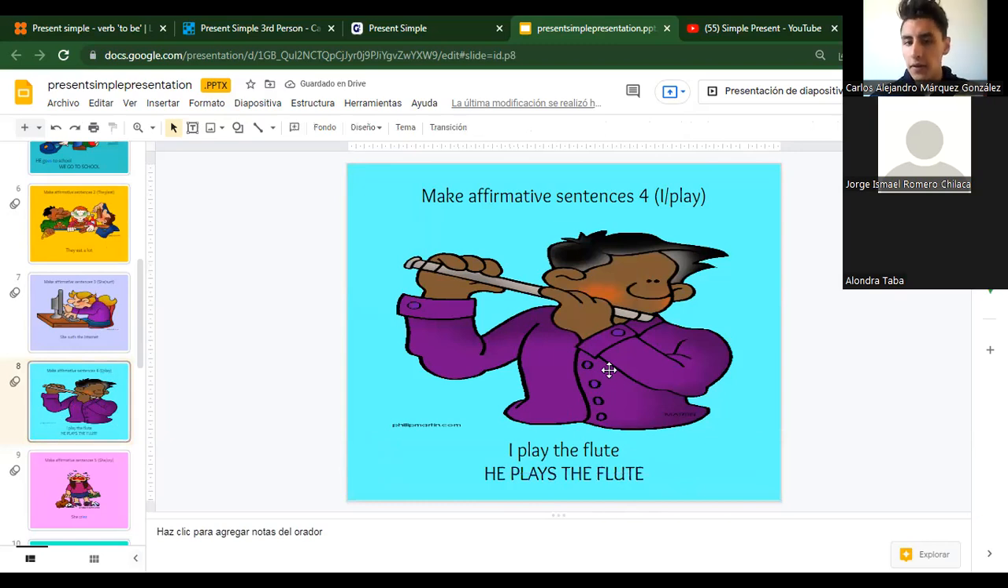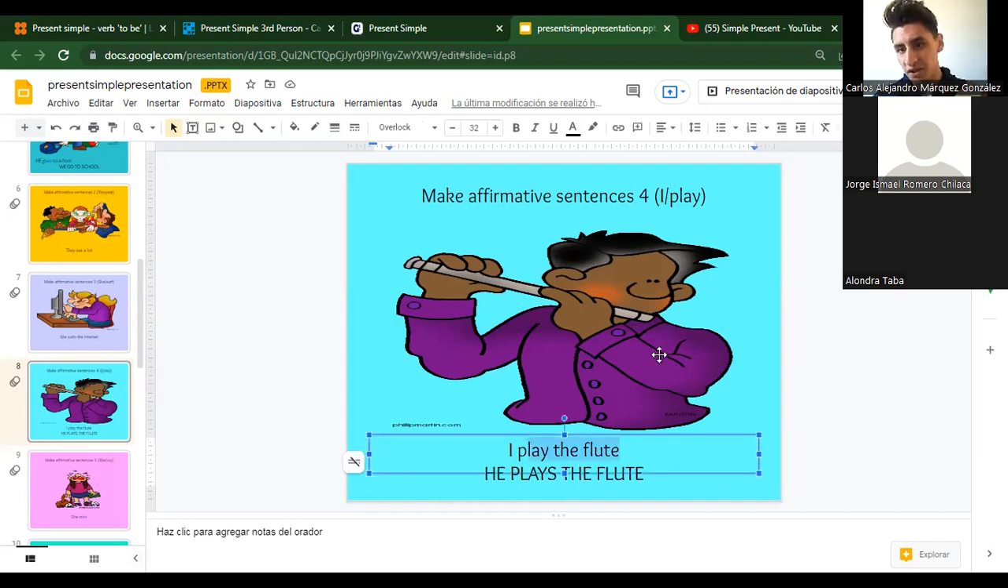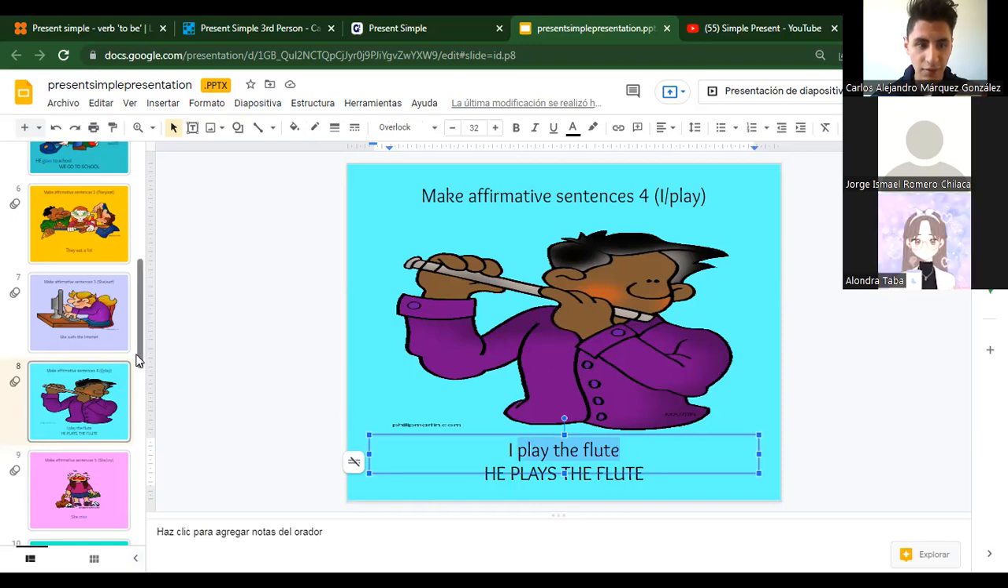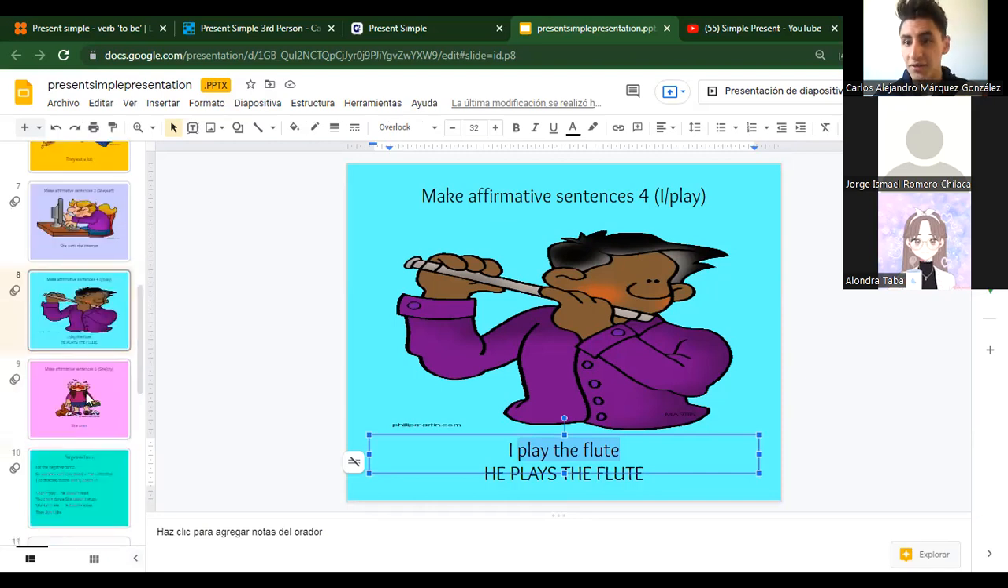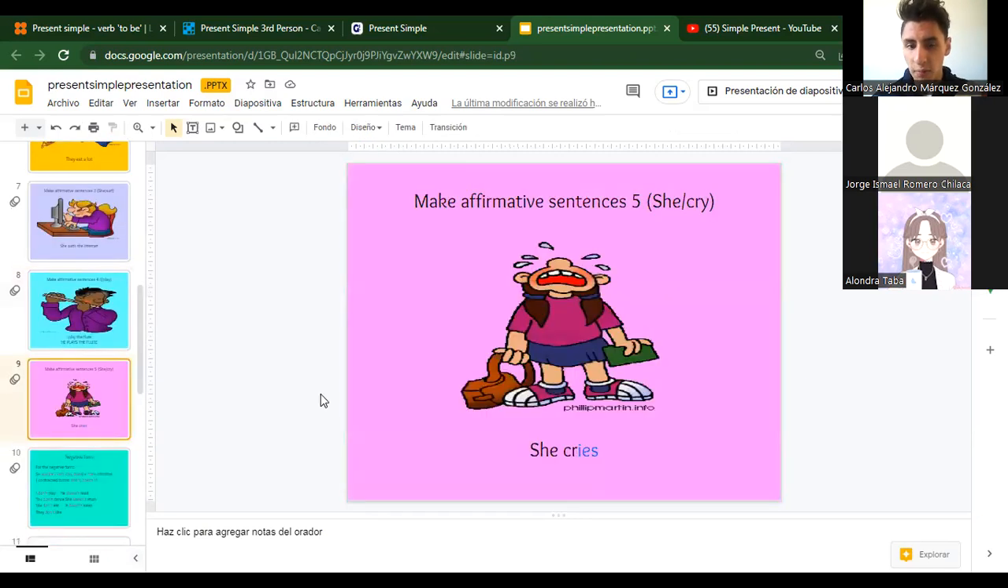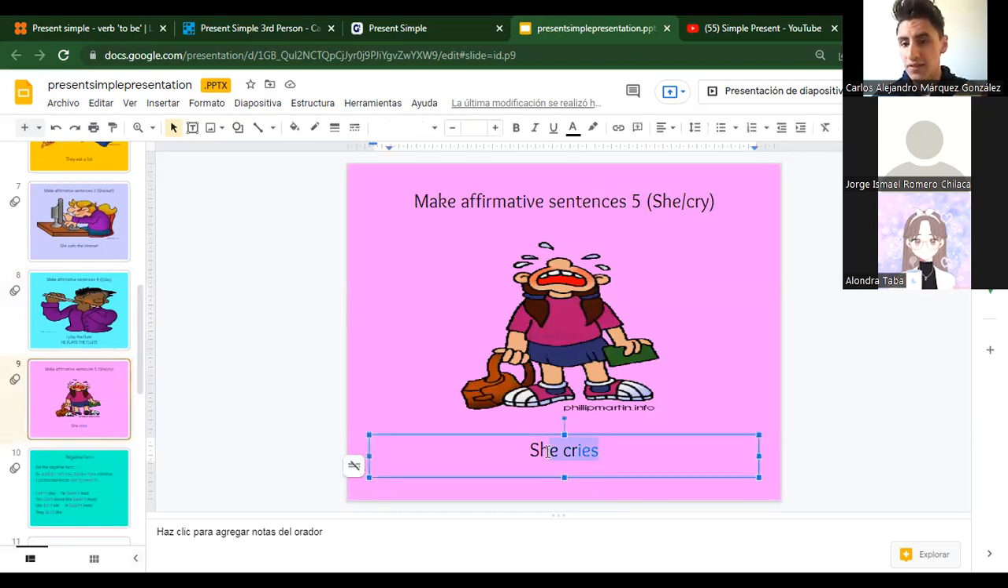Okay, I don't know if anyone can tell me what is the meaning of this sentence, I play the flute, according to this picture. Do you have any idea? I play the flute. Yo toco la flauta. Yes, that's right. It's easy to intuit the meaning because of the picture, right? What about this one? She cries. Do you know what is the meaning in Spanish? Cry. Ella llora. That's right.